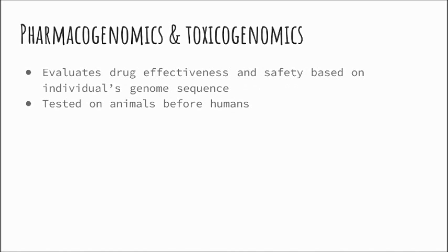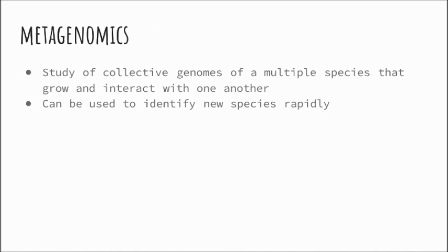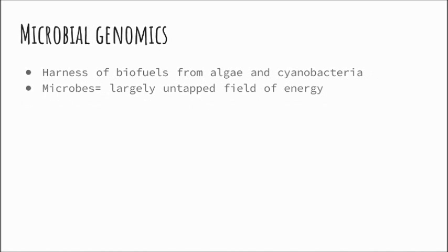Pharmacogenomics and toxicogenomics evaluate the drug effectiveness and safety based on an individual's genome sequence. They can do this through animals before they give a new drug to humans to see if there's any mutations that occur or any adverse effects that might occur. Metagenomics is the study of collective genomics of multiple species that grow and interact with one another in the same biome. This can be used to identify new species rapidly.